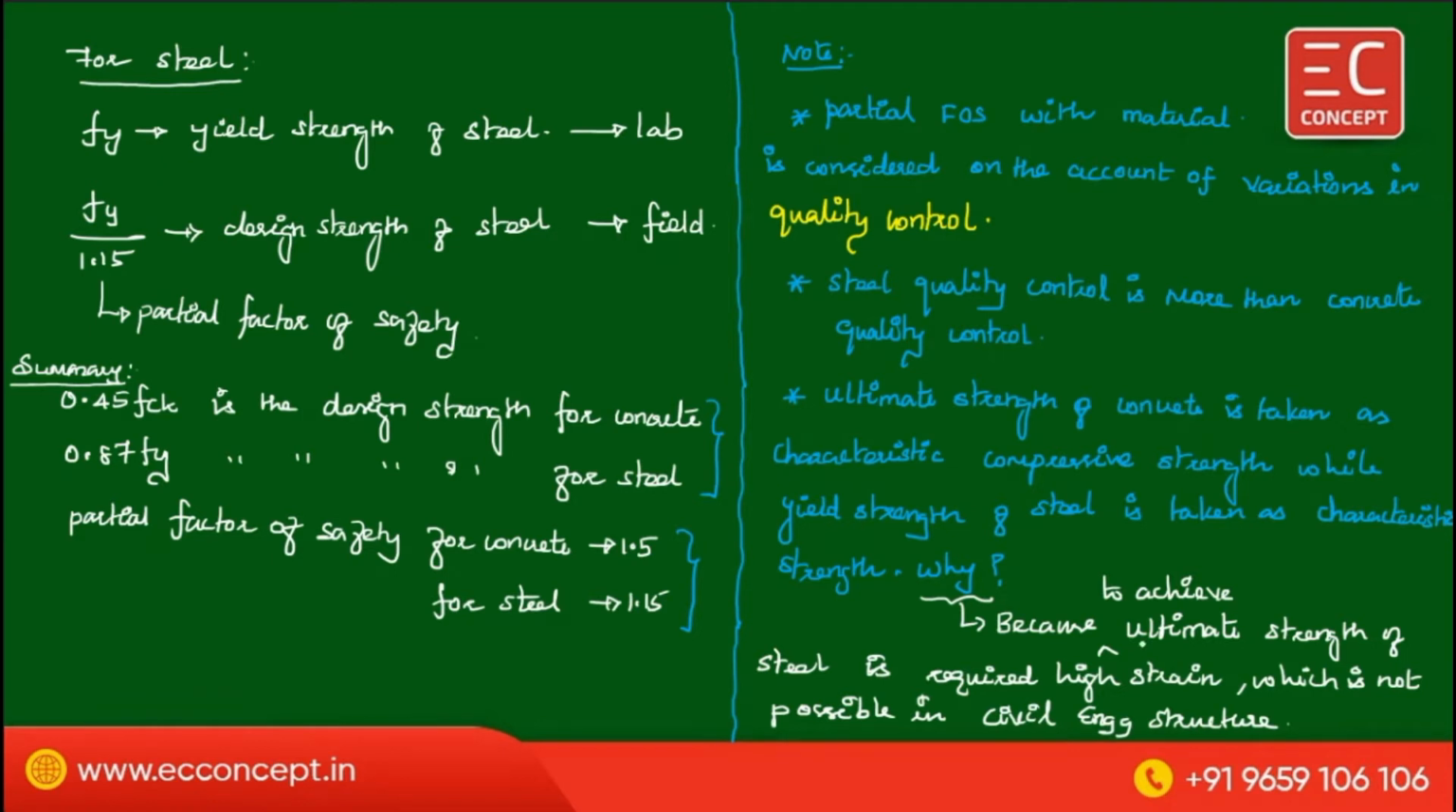Okay, to achieve the ultimate strength of the steel, we need a high strain. But this high strain is not possible in the civil structure. The civil structure is a mass structure, so it is very difficult to attain the ultimate strain in the steel. Because to attain the ultimate stress, we need a high strain. Okay, so that is very difficult in the civil structure.